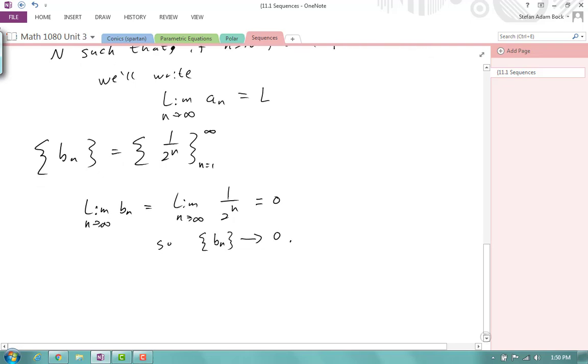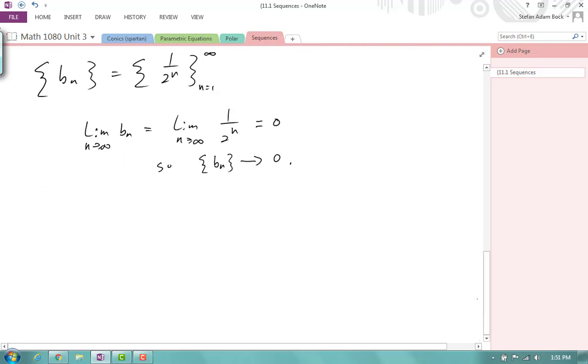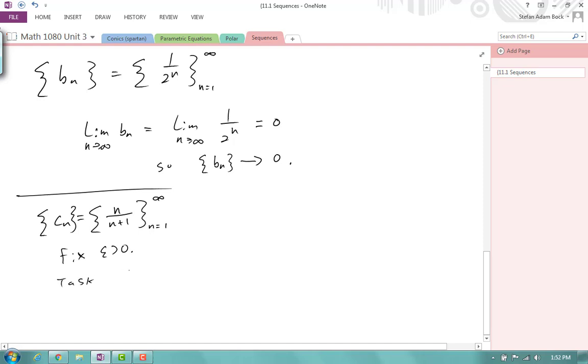So I would say that b sub n converges to 0. On the other hand, if I really wanted to do one of these using the definition, let's say c sub n is equal to n over n plus 1, and that can go from 1 to infinity. Then what I would do is I would fix epsilon greater than 0. And my task would be to find a big N.